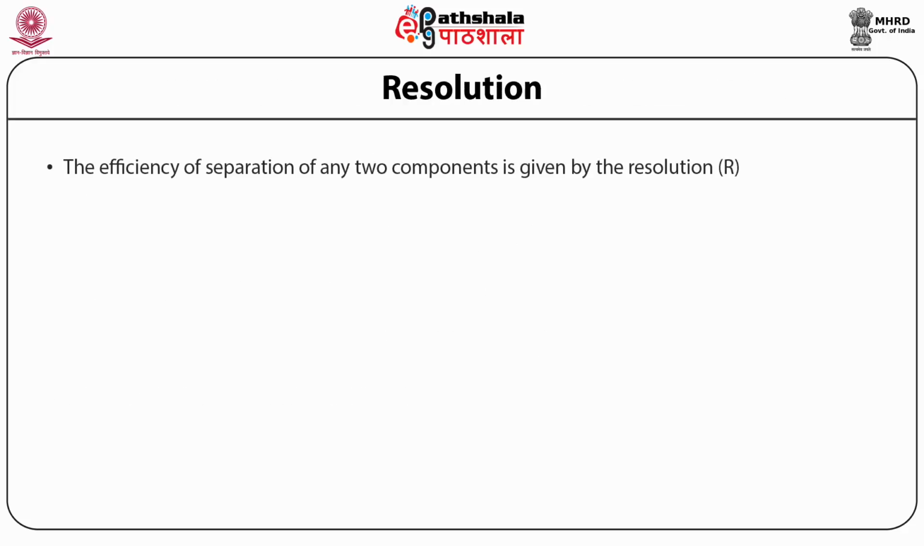Resolution. The efficiency of separation of any two components through the column is given by the resolution. The formula is given here. Resolution R is equal to twice the retention time of B minus the retention time of A, divided by the peak width of A plus the peak width of B.